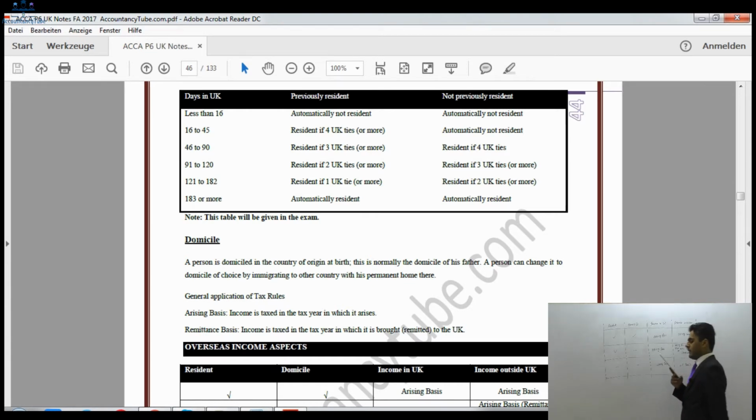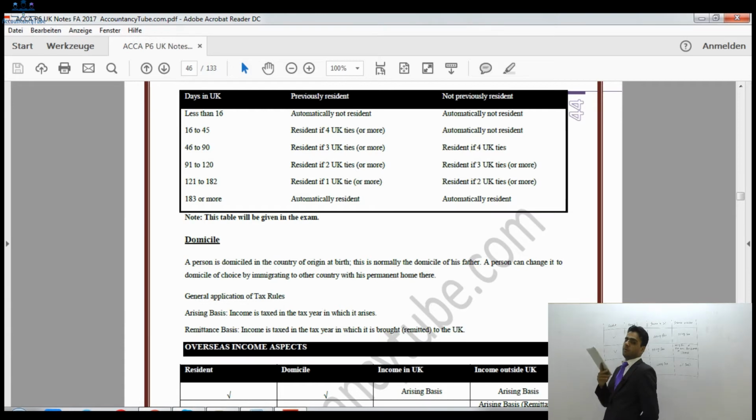Likewise, in the next one, it says if you have spent 46 to 90 days and you were previously resident, you need 3 ties or more in order to be considered UK resident. And in the case of not previously resident, then you will need 4 UK ties. Likewise, they are different, but good news is this table will be given to you in the exam. What you need to memorize is UK ties only.